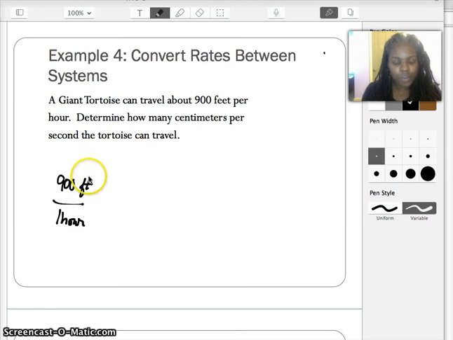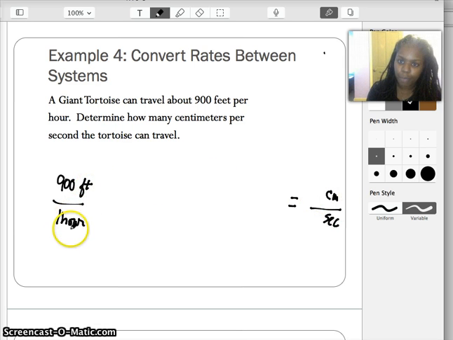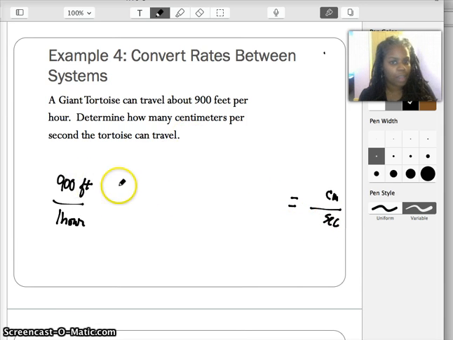So we are starting off with 900 feet per hour. I like to put down my goal, I told you guys before: determine how many centimeters per second the tortoise can travel. So I'm looking at centimeters per second. I have a lot of changing to do. My feet need to change to centimeters, and my hours need to change to seconds. We've already done an hours to seconds conversion, so we know how to do that. The feet to centimeters is something we haven't done. So I'm going to suggest we do our hours to seconds conversions first.